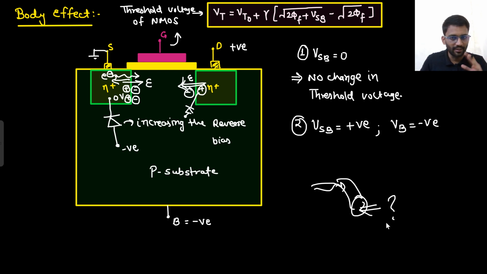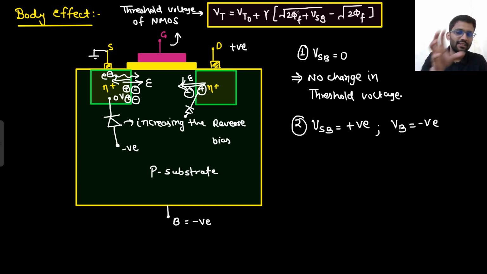Understood this concept? Even if you are having doubt, that is also clear. So this doubt is clear. And also in the formula you can see if VSB is increased, then this factor will be increased. High factor minus low factor, that means the overall factor is positive, so the Vt value will increase.